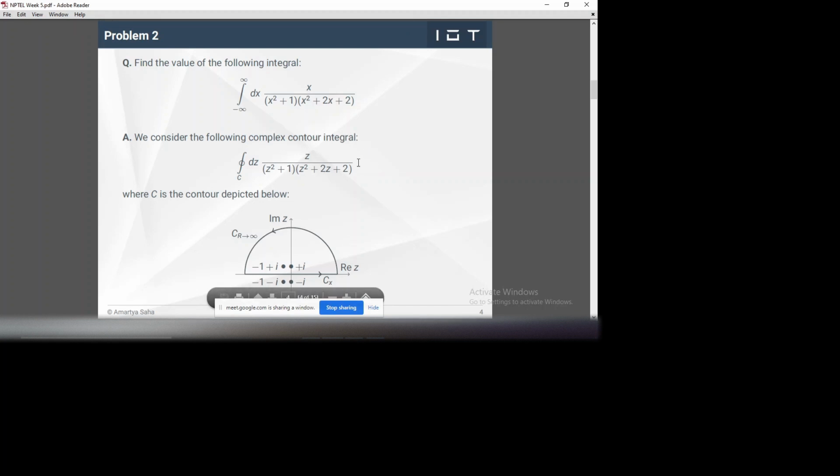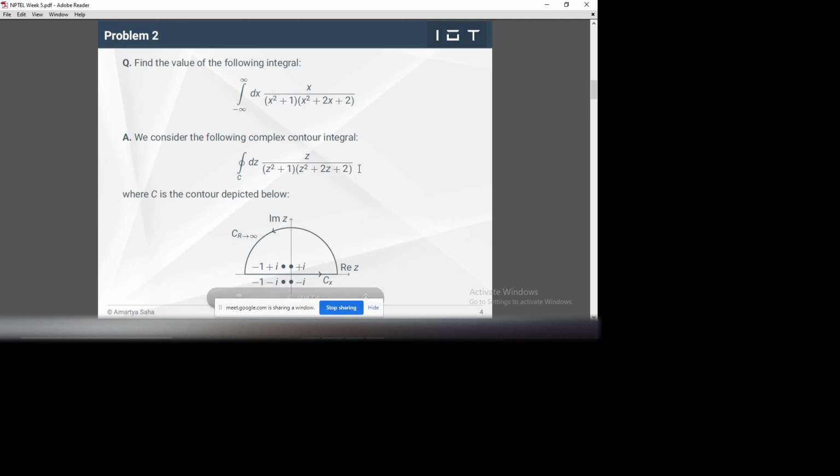So this is the integrand. You see, z square plus 1 is 0 when z equals plus i and z equals minus i. And z square plus 2z plus 2 is 0 when z is minus 1 plus i and z is minus 1 minus i. So these are the 4 points of singularities of that integrand.